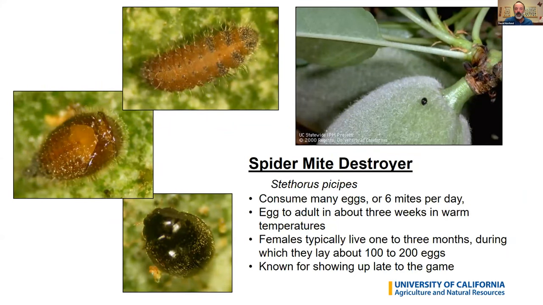The other predator to look for is the spider mite destroyer. This is actually a ladybug, but it's about a quarter the size of a traditional ladybug like you know little kids play with. So the three pictures on the left, you can see the larva on the top, the pupa on the left that's stuck on the leaf, and then the adult on the bottom left, with a picture on the top right there to show the size proportion.